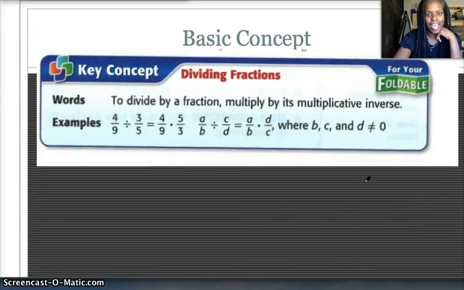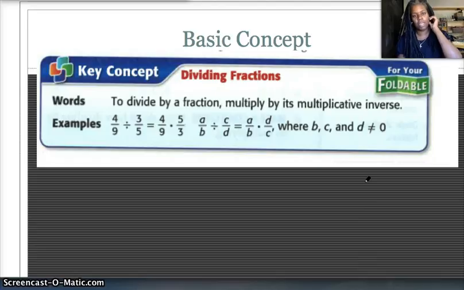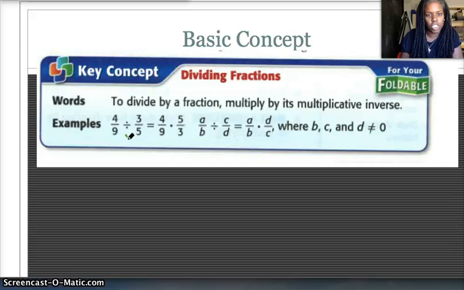Let's take a look at a basic concept that I want you to keep in mind. Whenever you are dividing fractions, what you're going to end up doing is changing your division to multiplication, and you're going to change the fraction that you have on the right of the division sign to its reciprocal. And so that's what you're seeing here. All right? And we're going to practice this several times. So A over B divided by C over D is really A over B times the reciprocal, D over C.